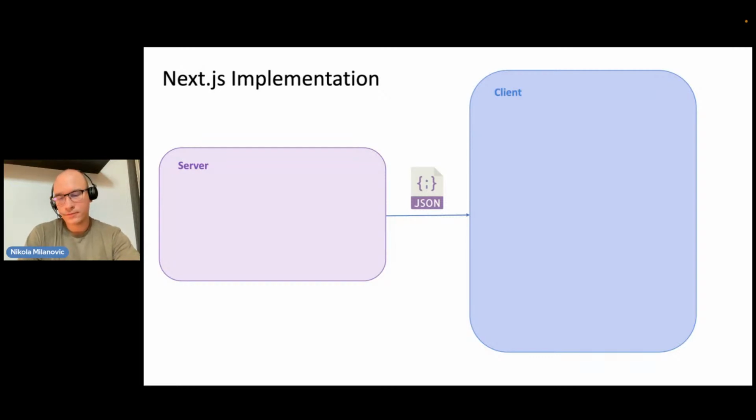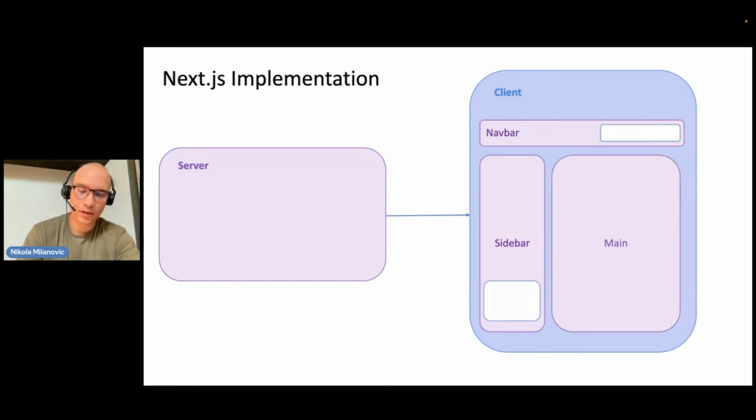Now there's a lot to talk about here. Why do they do that, and why don't they send HTML? But I'll leave that for later. So it sends the JSON, and then it gets rendered in the client.